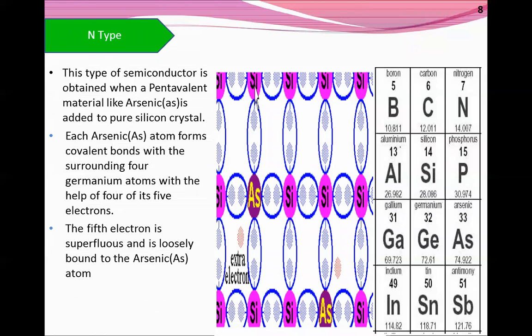Now we are going to see the N-type semiconductor which is used in the LED. This type of semiconductor is obtained when a pentavalent material like arsenic is added to pure silicon crystal. Each arsenic atom forms covalent bonds with the surrounding four silicon atoms with the help of four of its five electrons. The fifth electron is superfluous and is loosely bound to the arsenic atom.